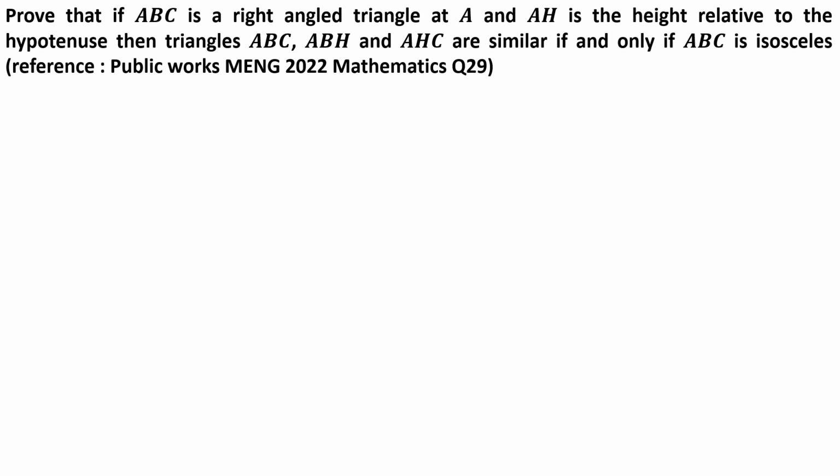The question was saying that we should consider ABC as a right angle triangle at point A, and AH is a height relative to the hypotenuse. Then the options were comparing the triangles ABC, ABH, and AHC, to see if they are similar or if there is a condition for them to be similar. It turns out that the option was C, which says that these three triangles are similar provided the original triangle is isosceles. So that is what I'm going to be proving in this video today.